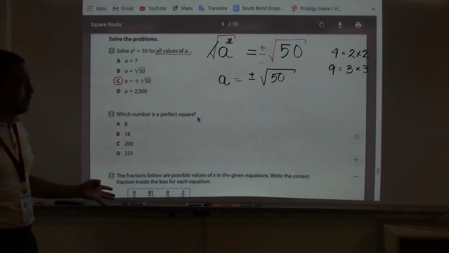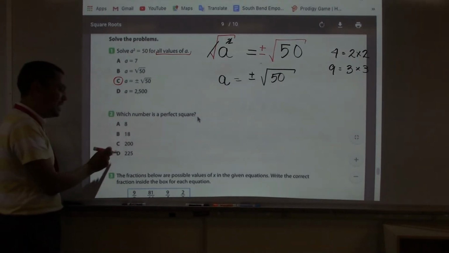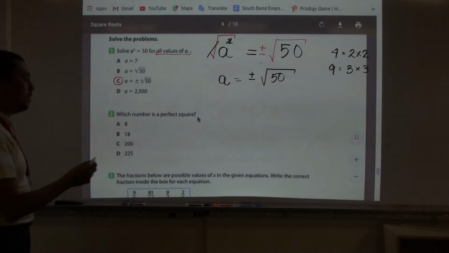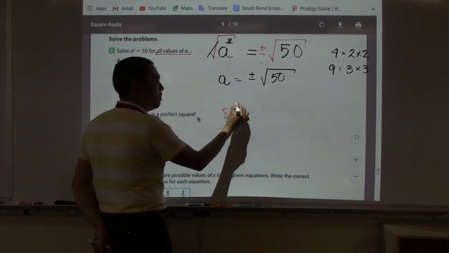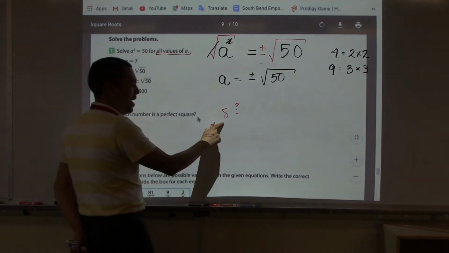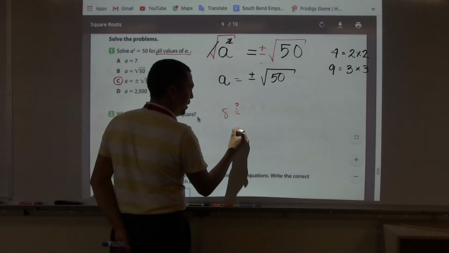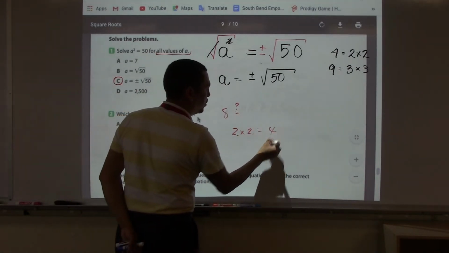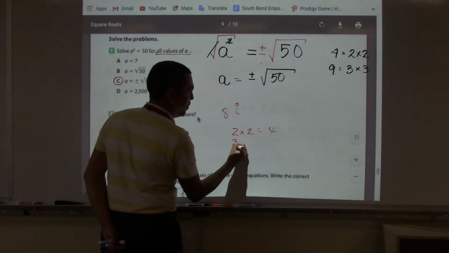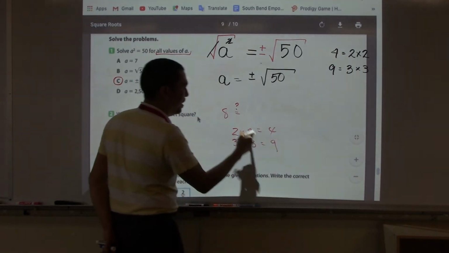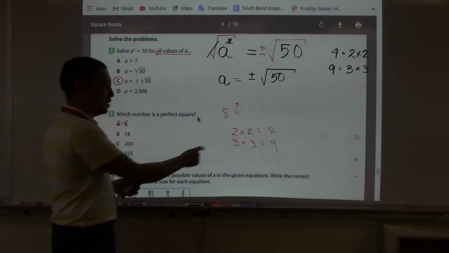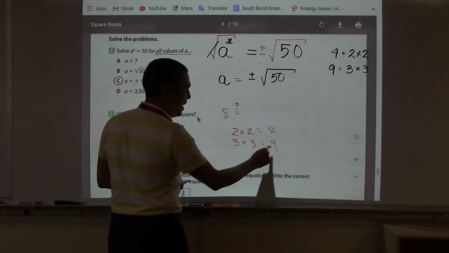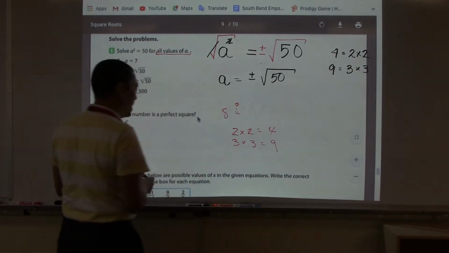Number 2. What is a perfect square? You have A, B, C, D. Okay, so what we are going to do, A. You have A. Do you have a number that multiplied by itself will give you A? So I'm thinking, for example, here, 2 times 2 equals 4. What is the next number? 3 times 3 equals 9. Nope. A is not a perfect square because we jump from 2 to 3 and we have 4 and 9.